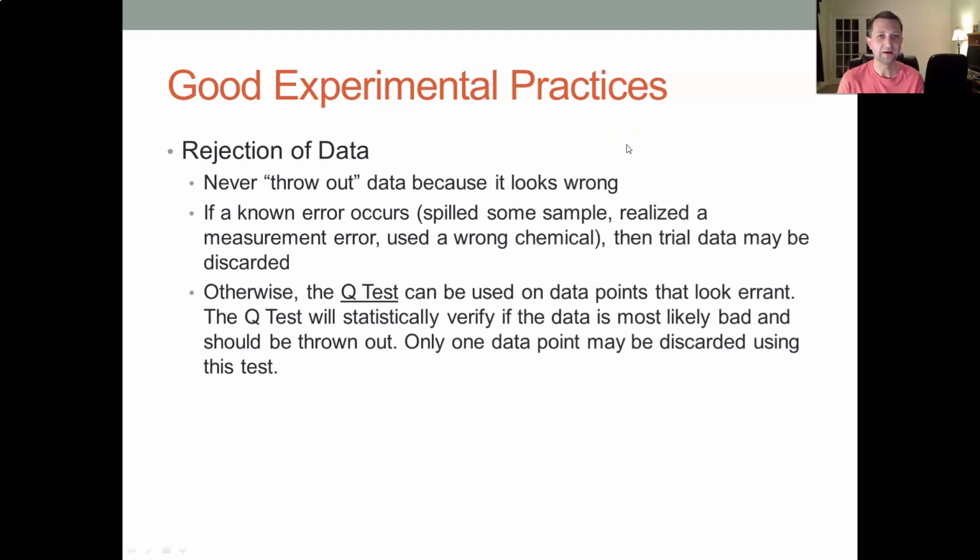Okay. Last bit of this lesson here, just on some good experimental practices. Sometimes you go through a lab and things are going great, and then you come up with some data point that is really far off from your other ones. You're like, oh, that doesn't look good at all. What do I do with this? This discussion here is about rejection of data. What do you do if you have a data point that looks wrong?